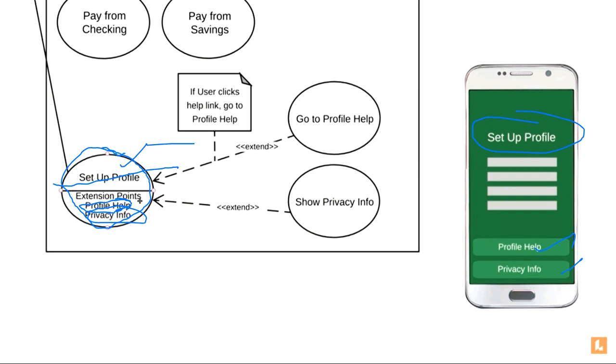And this is nothing but just a note, a kind of comment you write in your code, like if user clicks help link, then go to profile help. So you can show some notes also. On every kind of association, you can write notes also with the help of this toolbar.